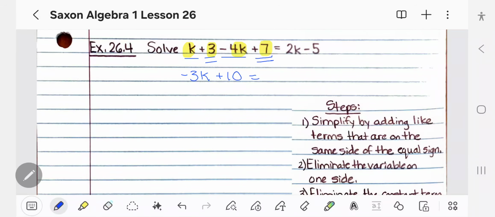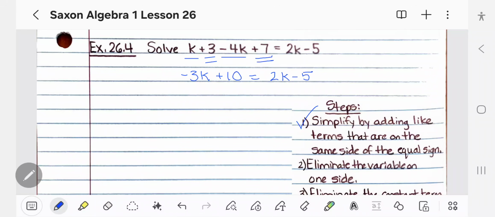That's equal to. Now let's look at the terms on the right side. I have two terms. Those two terms are not like terms, so I cannot combine them. I can't simplify, so let's just bring those down. And I've accomplished step 1.